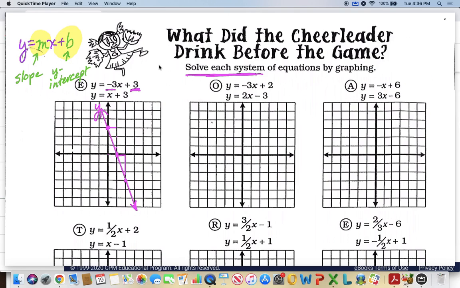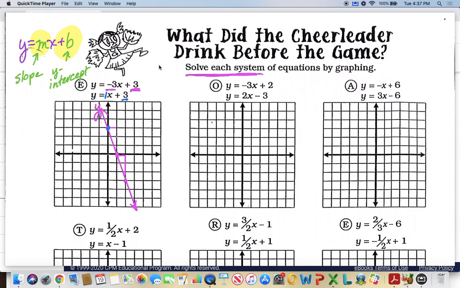So let's graph the second line. So for the second line, again, we start out with the y-intercept, which is 3. And so there it is on the y-axis. And now we need to look at the slope. So in this case, it's just x, which means there's a 1 in front of it. So the slope is 1.